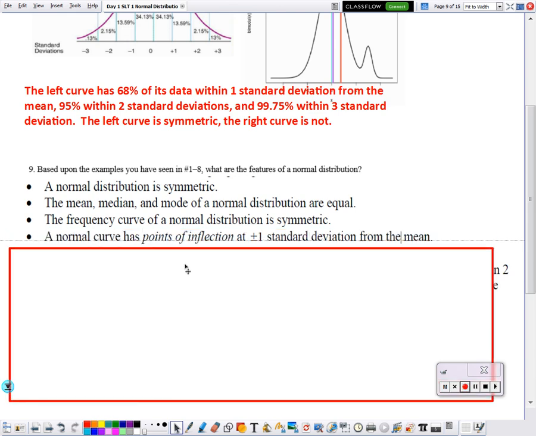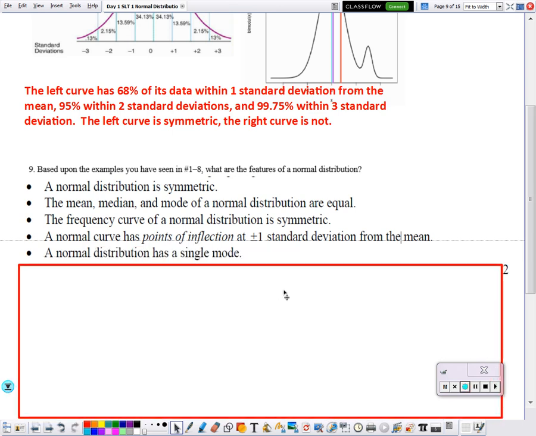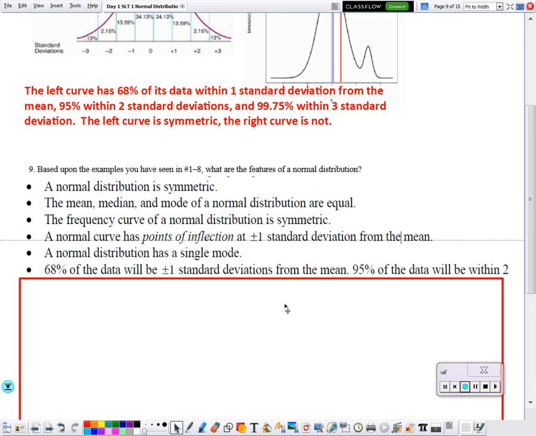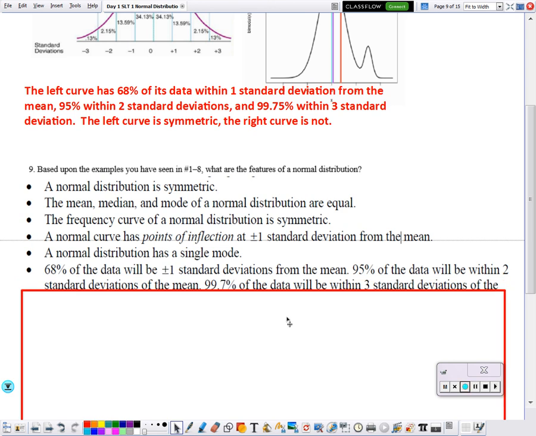Now this is new. The normal curve has points of inflection, meaning it changes concavity, 1 standard deviation above the mean and 1 standard deviation below the mean. A normal distribution only has 1 mode. It is not bimodal. And this is what we wrote down above.